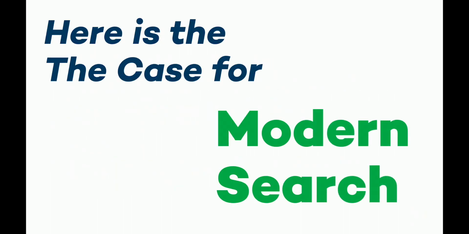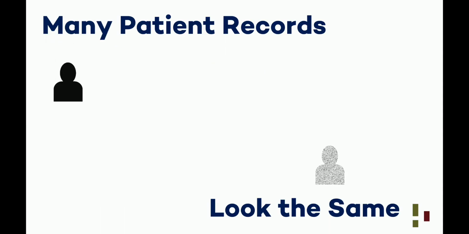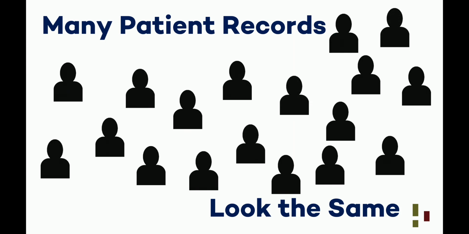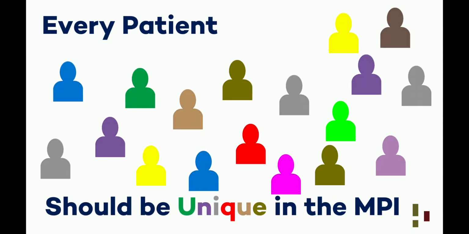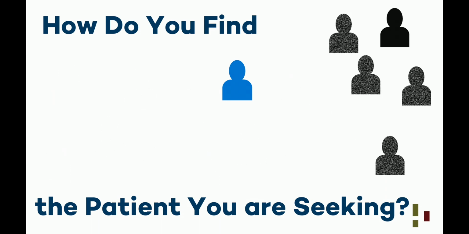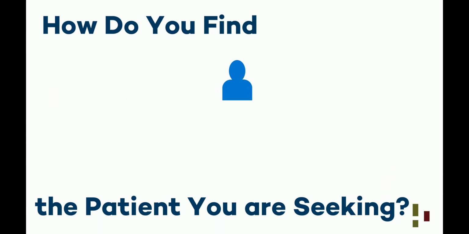Here's the case for modern search. We must acknowledge that many patient records look the same. Family members, people with the same names, twins, common names. And every patient should be unique in the database. That's the goal. That's the requirement. But how confident can we be that the patient record we find is the correct one? And how can we be sure that this record does not belong to another patient?